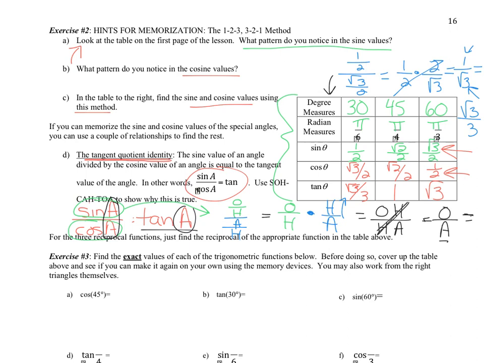45 is super easy to see because if I divide these two, I just get 1. And then even the 60 is pretty easy because these 2's would cancel. Right, so those 2's would cancel, and I just get radical 3 over 1, which is radical 3. So that's an option, or you can just memorize the tangent values.